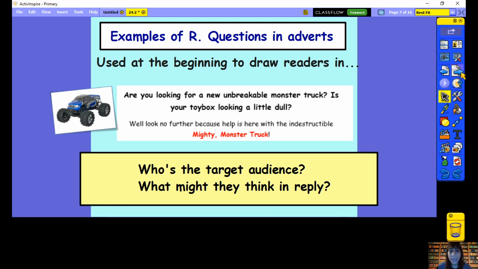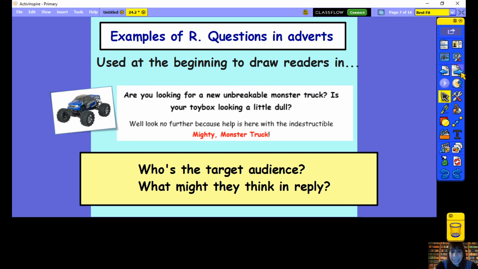So let's go back to our mighty monster toy truck from yesterday. Are you looking for a new unbreakable monster truck? Is your toy box looking a little dull? Well, look no further because help is here with the indestructible mighty monster truck. So you can see there I've got two rhetorical questions at the beginning of my advert to draw the reader in.